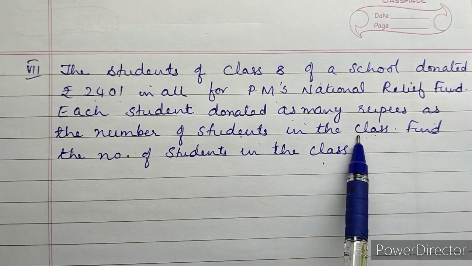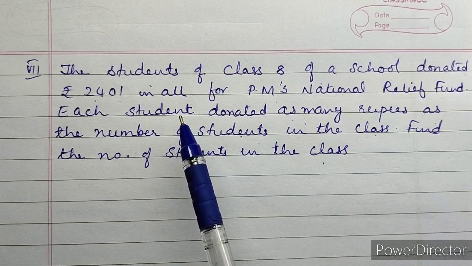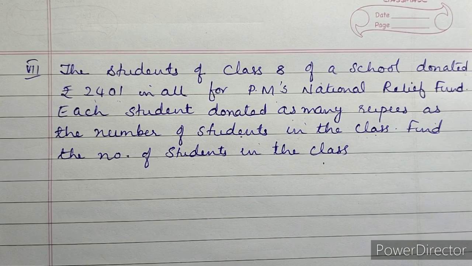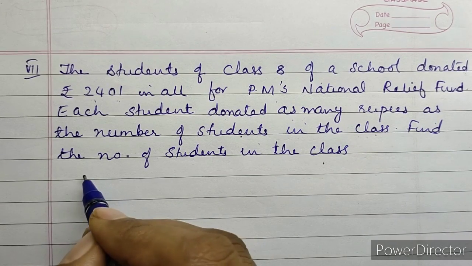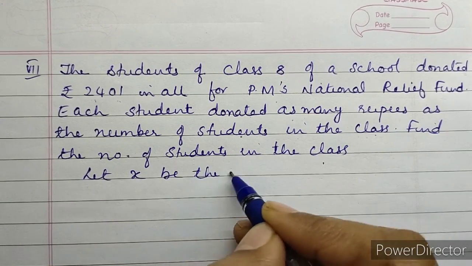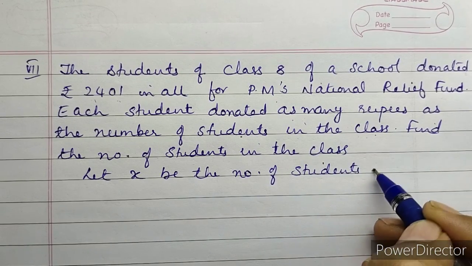So the number of students in the class is equal to how much each student donated. The amount each student donated. So that is very important. So here also the unknown you can take as x. So let x be the number of students in the class.